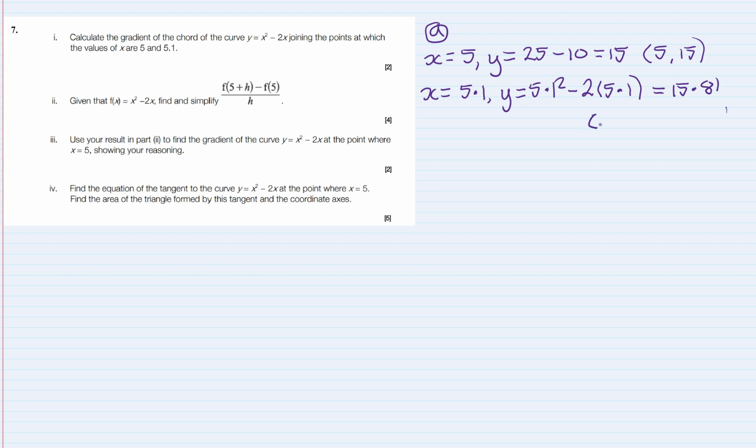So that gives me the coordinate of 5.1, 15.81. So those are my two coordinates, so therefore my gradient is equal to 15.81 minus 15 over 5.1 minus 5, which is equal to 8.1.